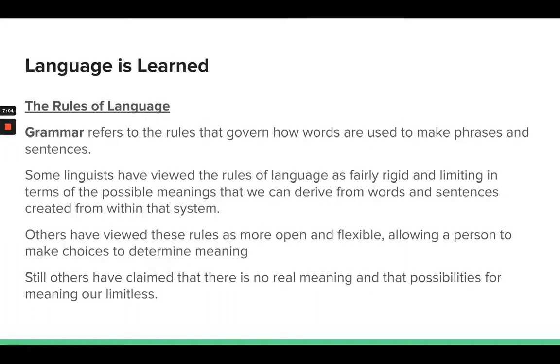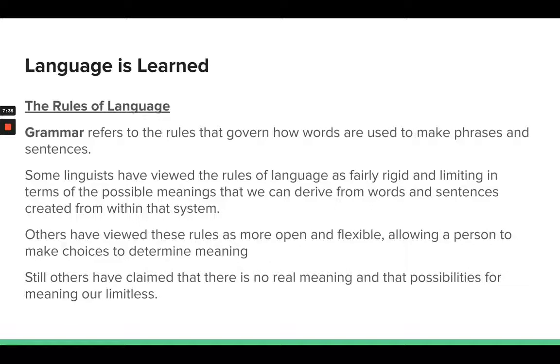Language is learned. The rules of language: grammar refers to the rules that govern how words are used to make phrases and sentences. Some linguists have viewed the rules of language as fairly rigid and limiting in terms of the possible meanings that we can derive from words and sentences created from within the system. Others say these rules are pretty open and flexible, so that a person can make choices to determine meaning. Still others have claimed that there is no real meaning and that possibilities for meaning are limitless.